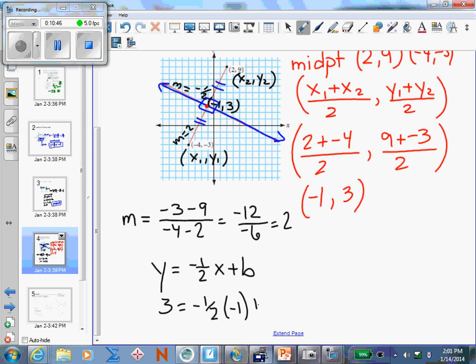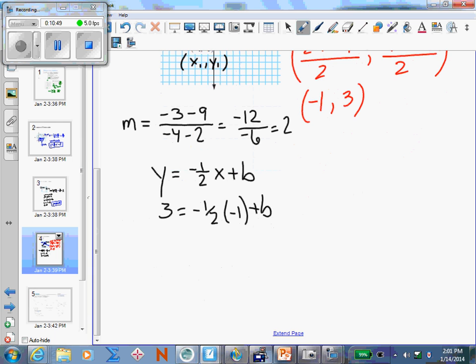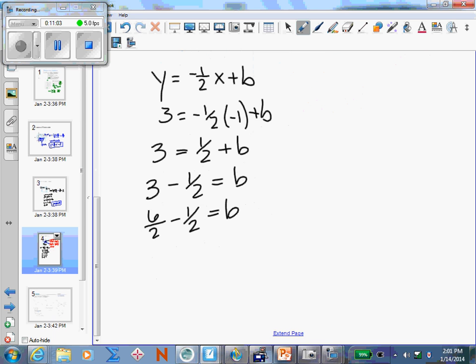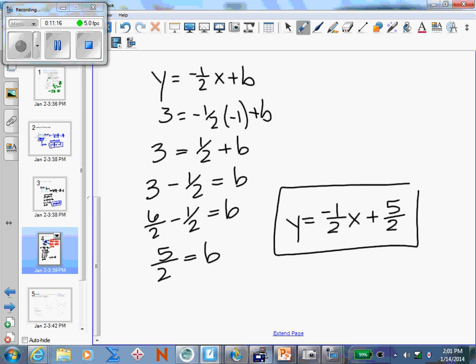3 - 1/2 will equal b. So 6/2 - 1/2 equals b. And 5/2 is my b value. The last thing I'm going to do is write the equation. My slope was negative 1/2, so y = -1/2 x + 5/2. That is the equation of the perpendicular bisector. So this line right here is y = -1/2 x + 5/2.